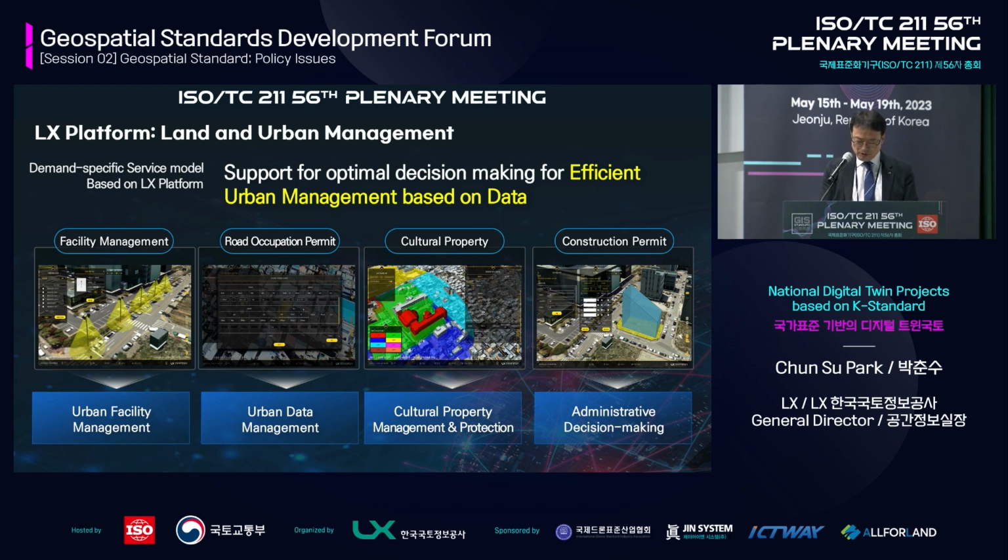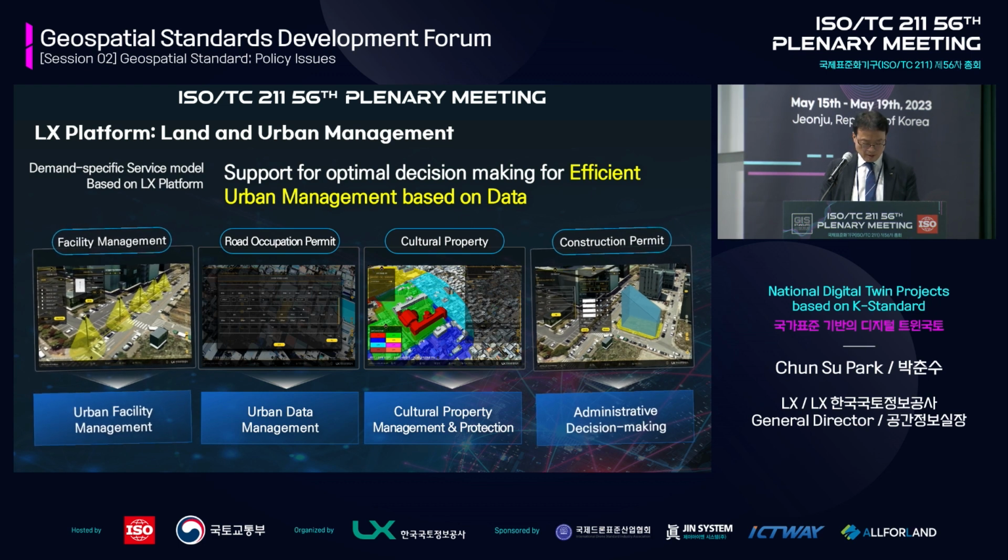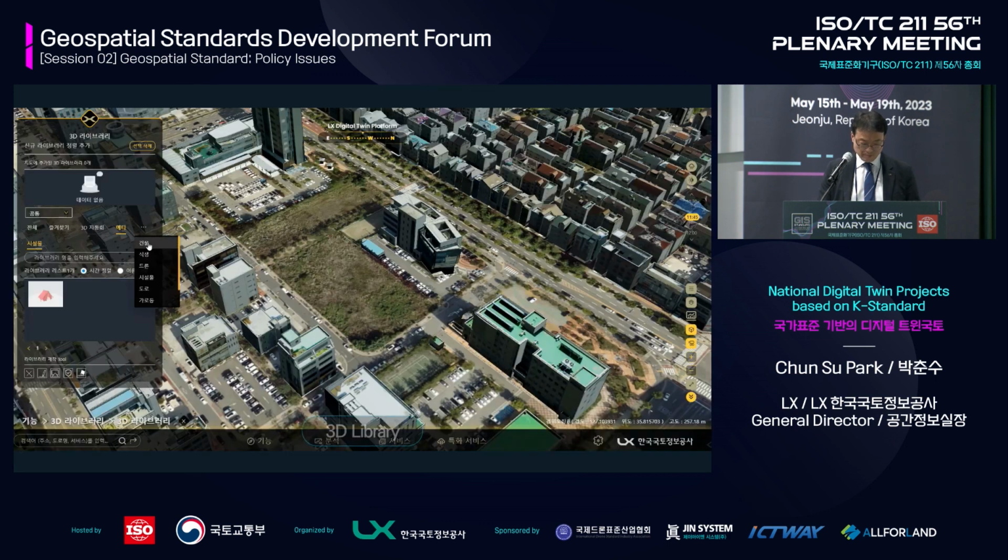First, LX platform provides service for land and urban management. It includes some administrative features and functions for permits and authorization, like road occupation permit, cultural property management, and so on. Especially facility management and construction permit are the examples I brought to share with you today.